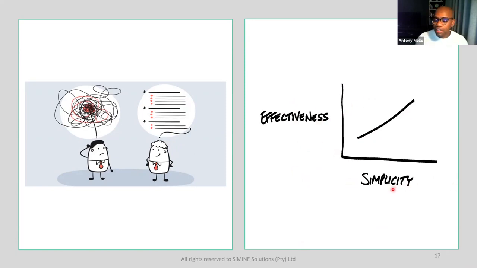Increase the simplicity in which you communicate things, in which people understand the concepts and the processes, and that will drive the effectiveness of any efforts that people undertake. So the simpler you make it, and the more you increase people's understanding of it and their ability to implement it, the greater the chances of those efforts being more effective within the organization.